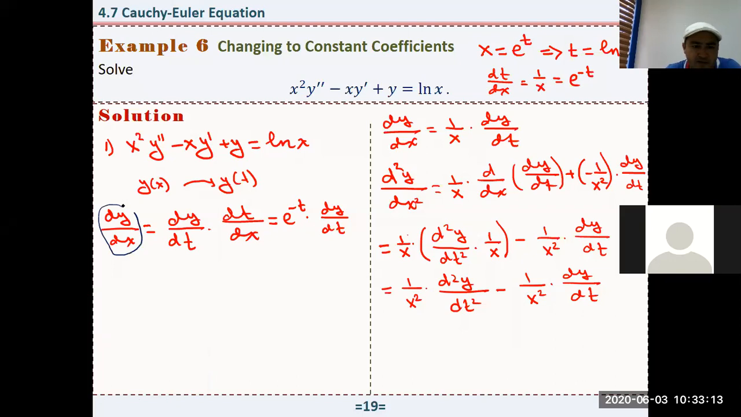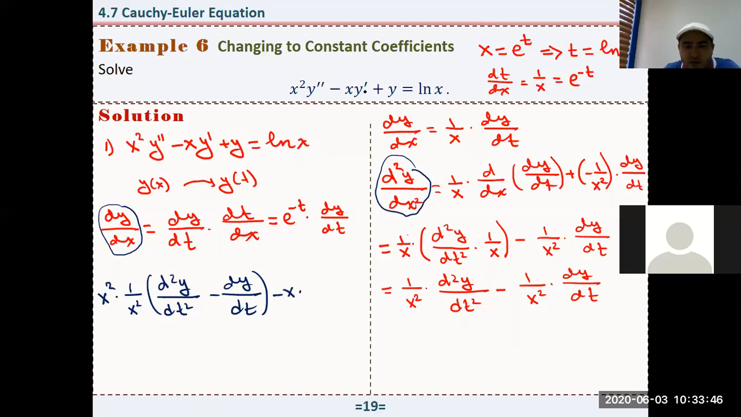Y prime we have here, y double prime we have here, and now I need to substitute. So if you substitute here, we have x squared times, and what is the common factor here? 1 over x squared, and in the brackets we have d squared y over dt squared minus dy/dt, minus x times, what is y prime? Y prime is this. Actually in here, we know that dt/dx equals 1 over x. So here we have 1 over x times dy/dt. And here we have plus y, equals natural logarithm of x.